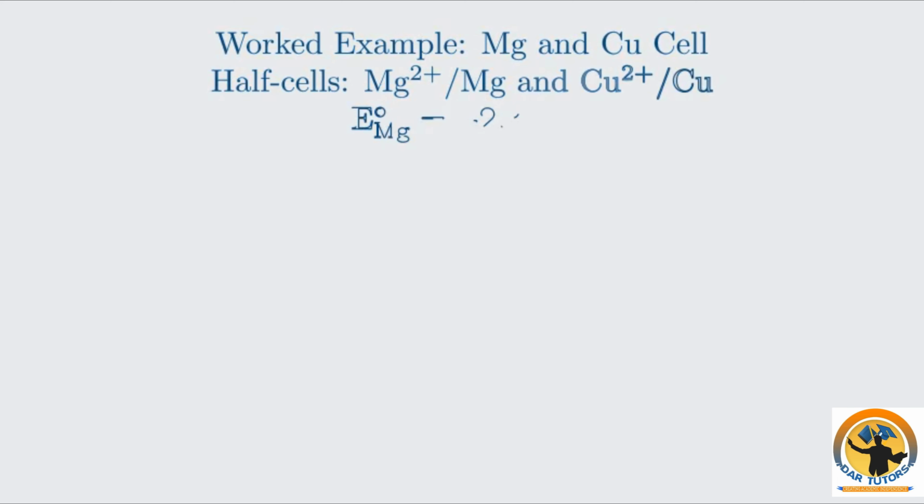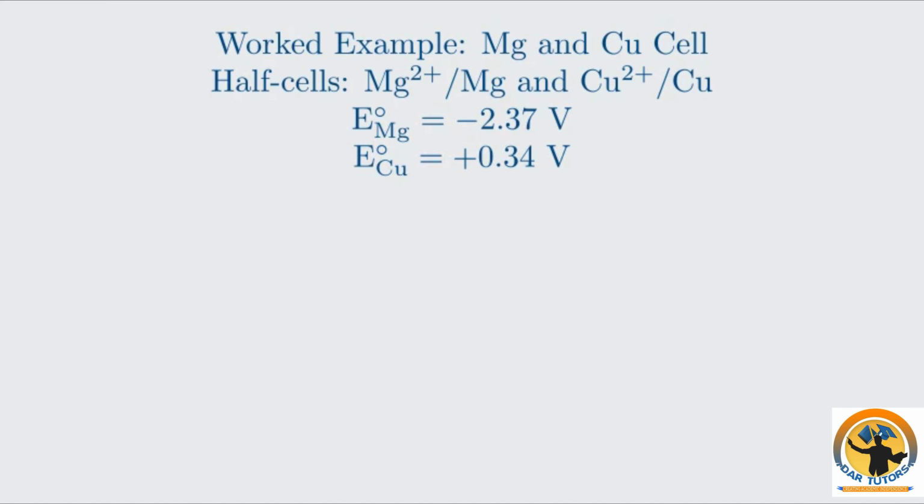Let's work through a step-by-step example to see this in action. The objective here is to deduce the ionic equation and standard cell potential for a spontaneous reaction. Consider a voltaic cell constructed from magnesium and copper electrodes under standard conditions. We are given the standard reduction potentials.